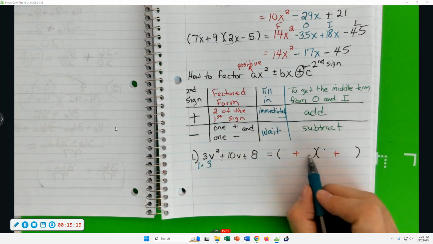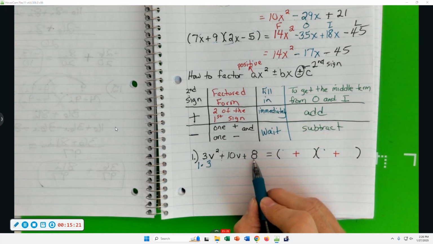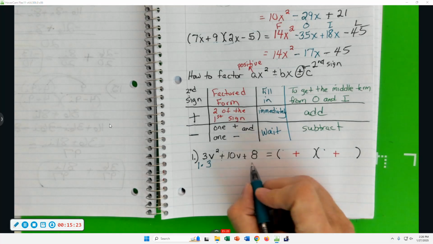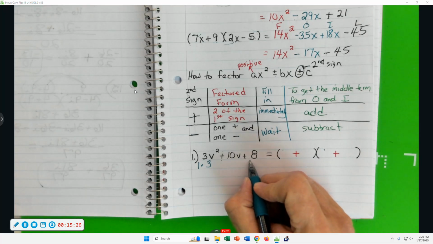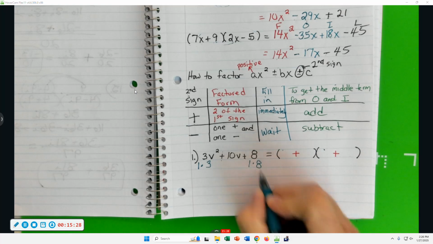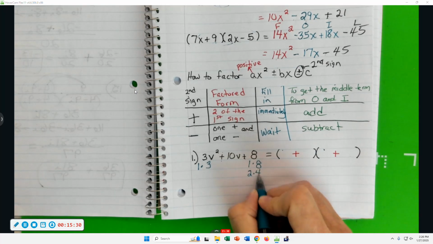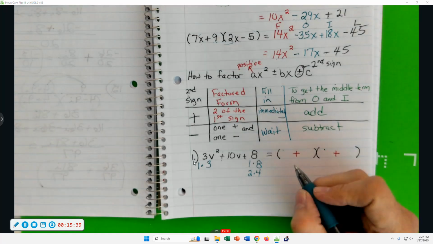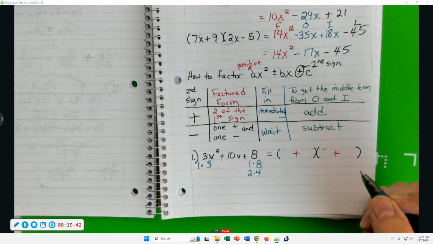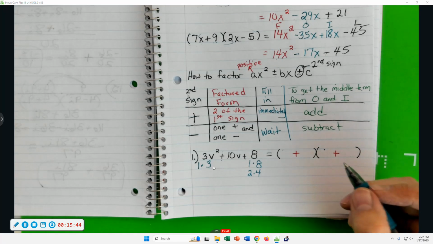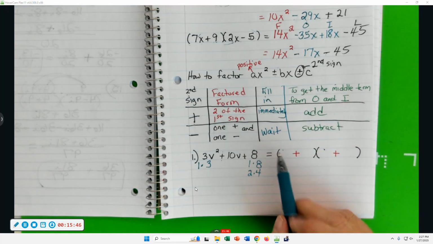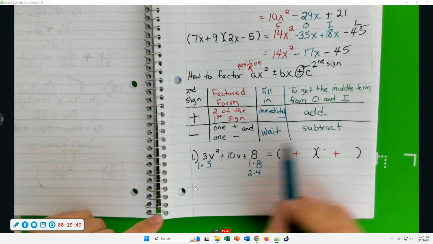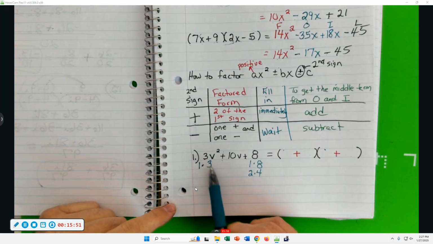Now, the last two positions need to multiply together to give 8. What numbers multiply together to give 8? 1 and 8, and 2 and 4. Realize 1 and the number itself will always be a possible pair. Even if the number's prime, like 3 is prime, you still have 1 times 3 to give you 3.